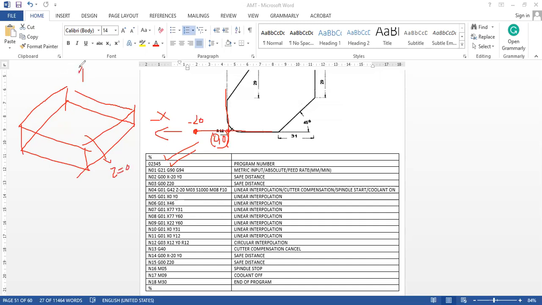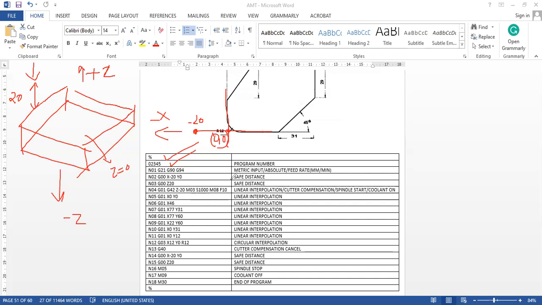In the upward direction, that is positive Z, and in the downward direction, negative Z. So Z20 means safe distance. Z20 means the tool is somewhere here. So that means this distance is 20. Okay, so that is the meaning of this Z20. That is the safe distance.